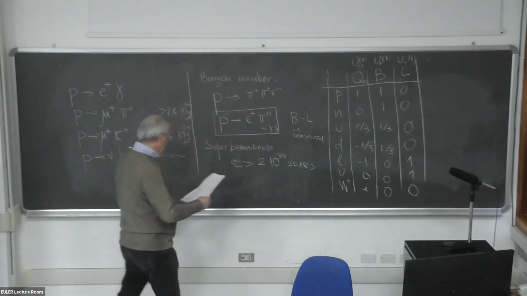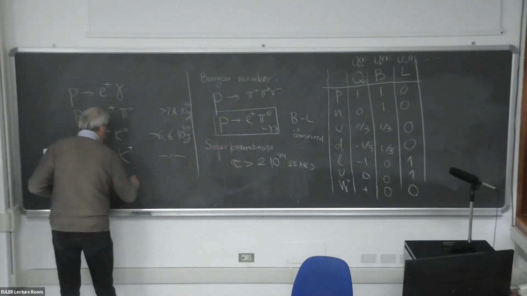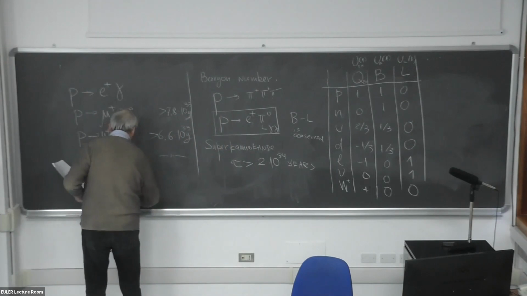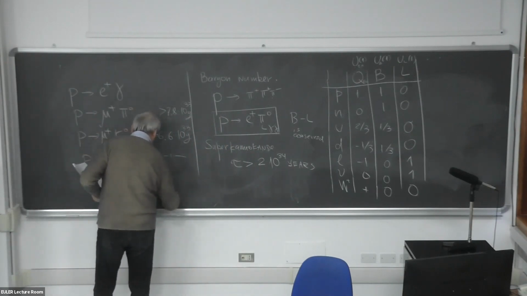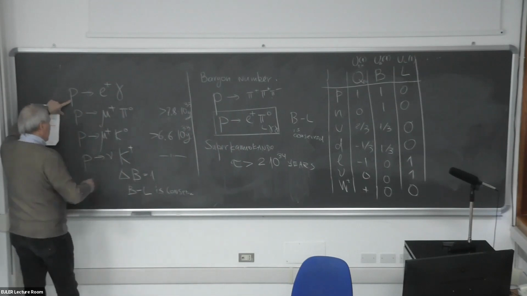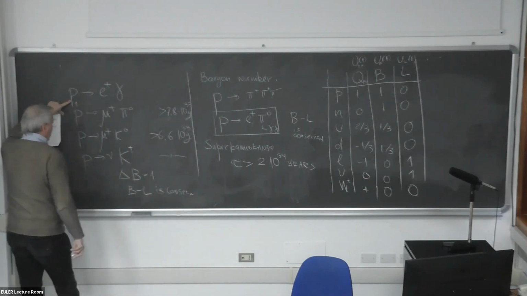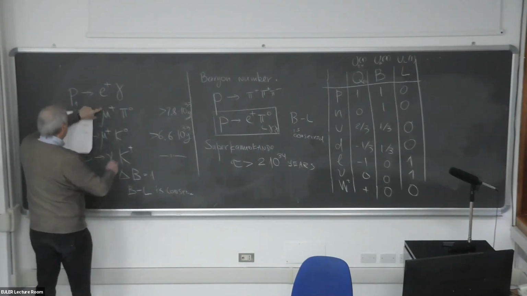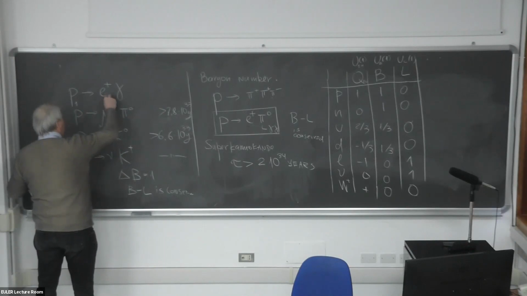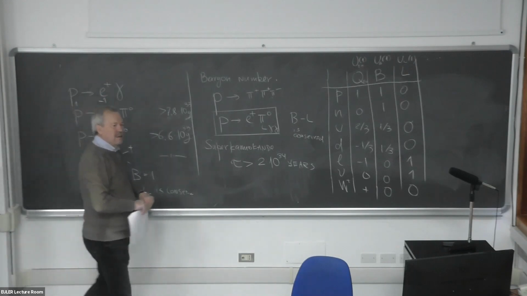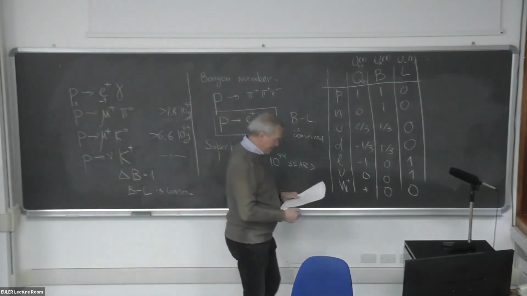So in all these modes, we have delta B, change of the baryon number by 1 unit, but B minus L is conserved. So take, for instance, this mode. In the initial state, B minus L is 1. And in the final state, B is 0, but we have a positron here, and therefore L is minus 1, so B minus L is 1.